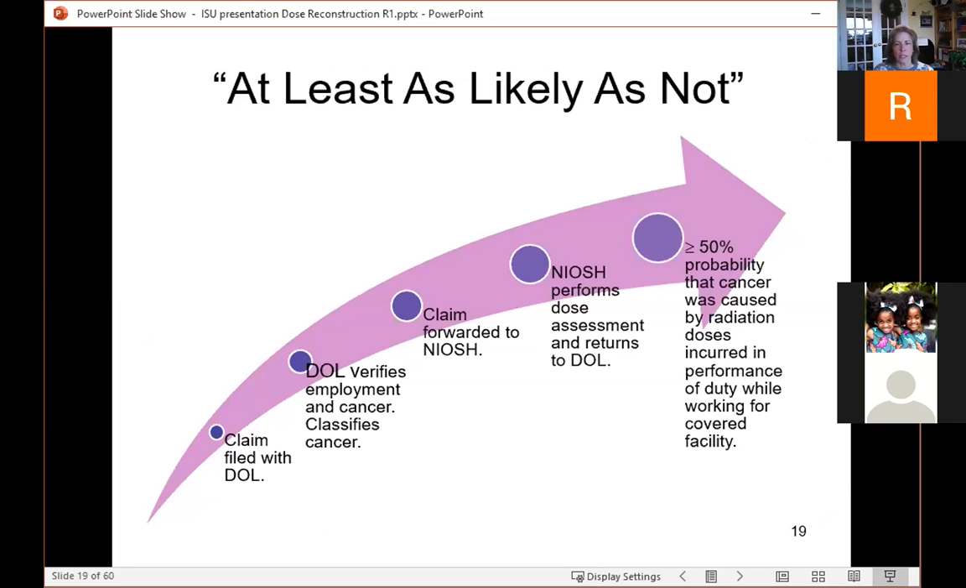So at least as likely as not, and that's what we'll be talking about now for the rest of the talk. So the claim is filed with the Department of Labor. Labor verifies the employment and cancer, and they classify the cancer, which will become important later on. The Department of Labor forwards the claim to NIOSH. NIOSH performs dose assessment, and it goes back to the Department of Labor. And the Department of Labor is responsible for making the determination as to whether it's compensable or not. And that's if there's a greater than or equal to 50% probability that the cancer was caused by radiation doses incurred in the performance of duty.